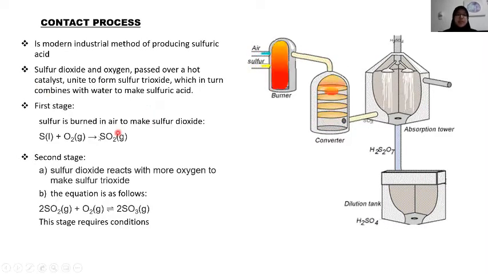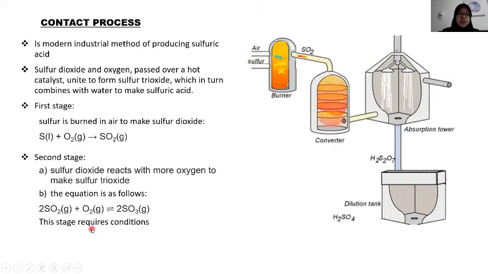The first stage is sulfur is burned in air to make sulfur dioxide. So this is the equation. Sulfur is burned with oxygen and we get sulfur dioxide. In the second stage, sulfur dioxide reacts with more oxygen to make sulfur trioxide. So this is the equation. Sulfur dioxide reacts with more oxygen to get sulfur trioxide.